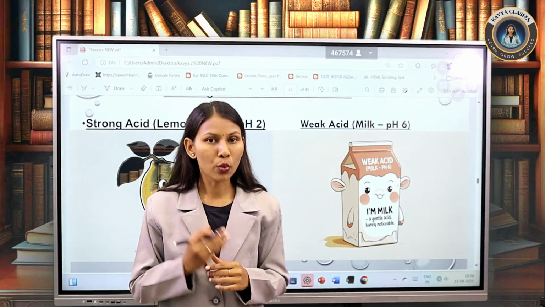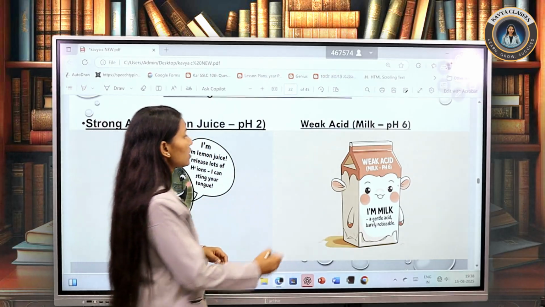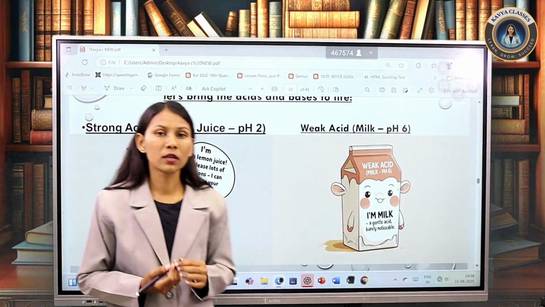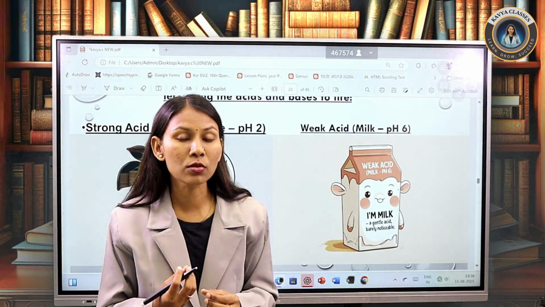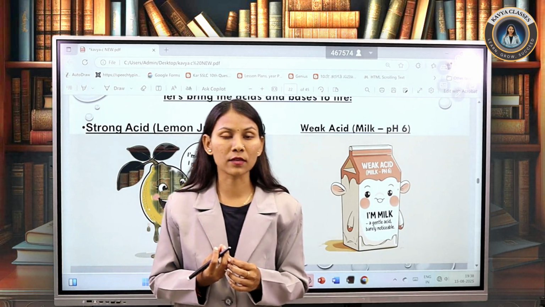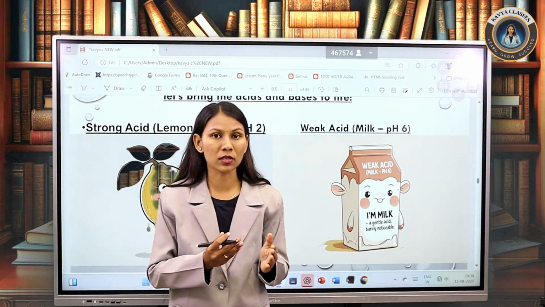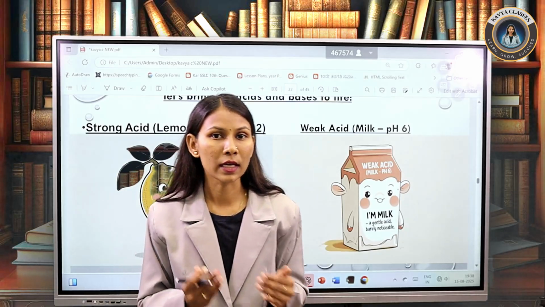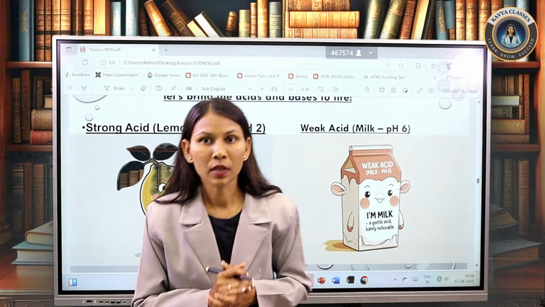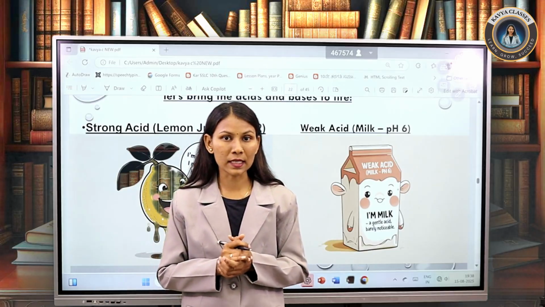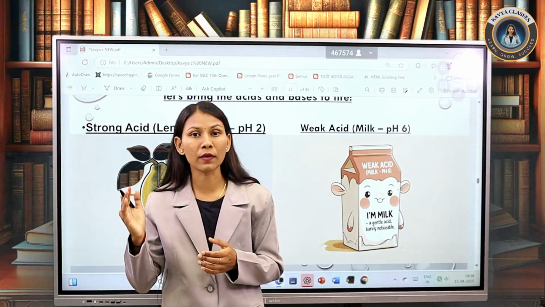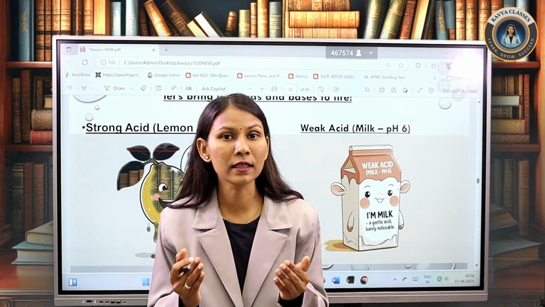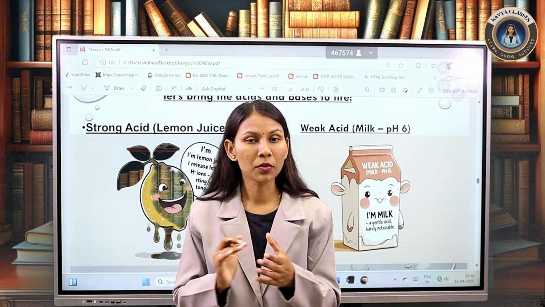Let us go to weak acid. Weak acid is our milk. You drink milk daily, right? It is also an example of an acid, but it is a weak acid. The acidic property of milk is less noticeable because the pH of milk is 6, which is nearly 7, nearly neutral. We cannot easily identify the acidic property of milk.